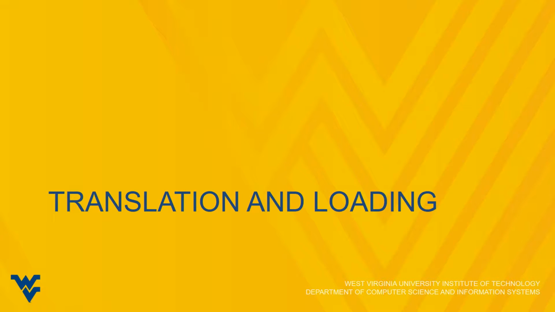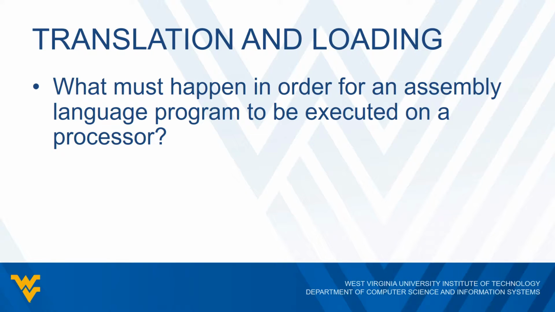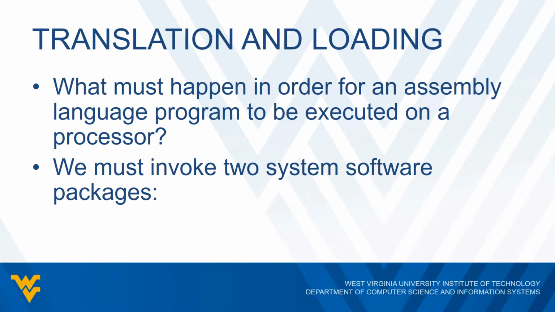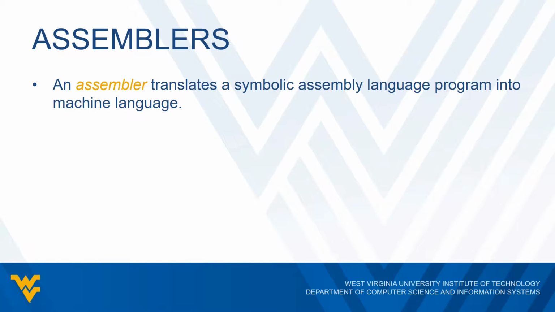We'll now take a look at the translation and loading process. So what must happen in order for the assembly language program to be executed on a processor? Well, before we can actually have a program run, we must invoke two system software packages, and these are called the assembler and the loader. An assembler translates a symbolic assembly language program into machine language.